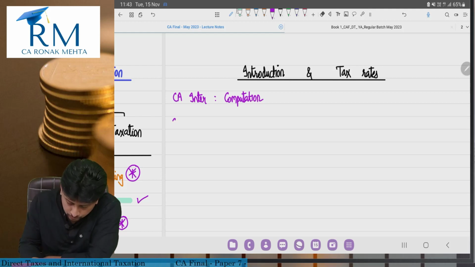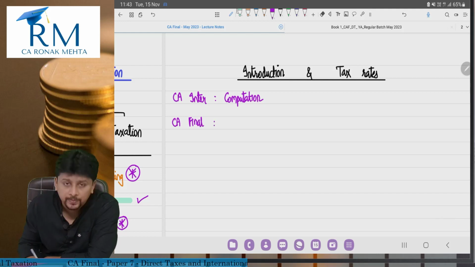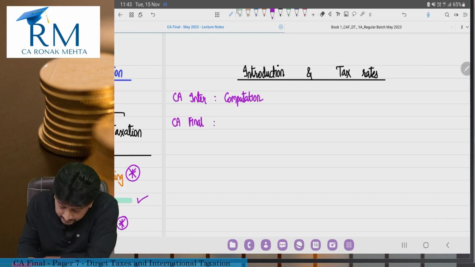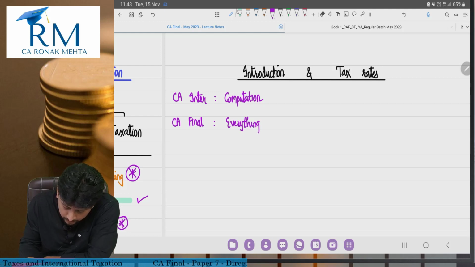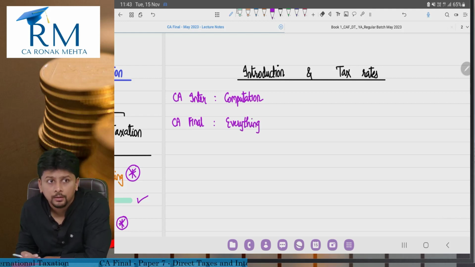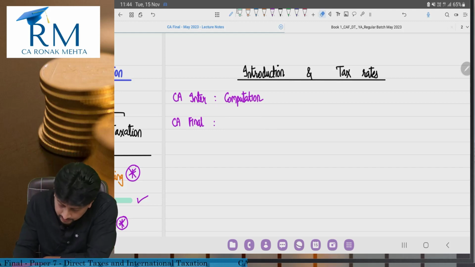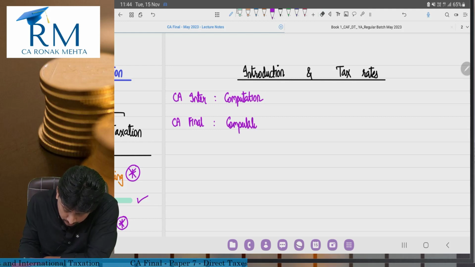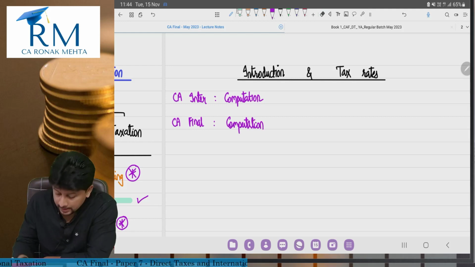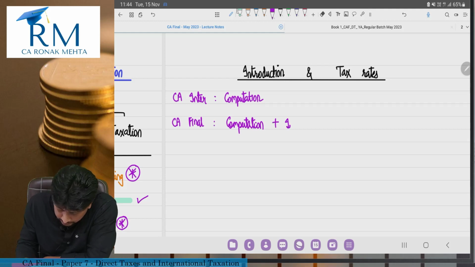But when it comes to CA Final, we are expecting a student to basically know everything. Now that's probably very vague. Sir, what do you mean by everything? I mean that I am expecting the student to know the computation part also, but I am also expecting the student to know the interpretation part also.